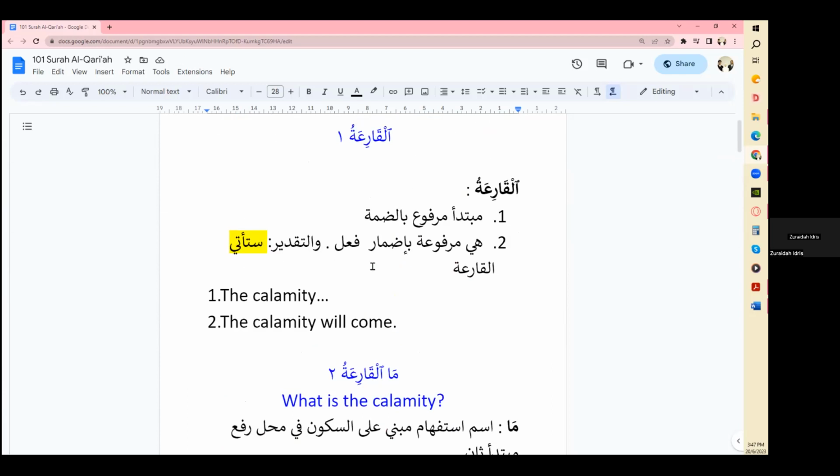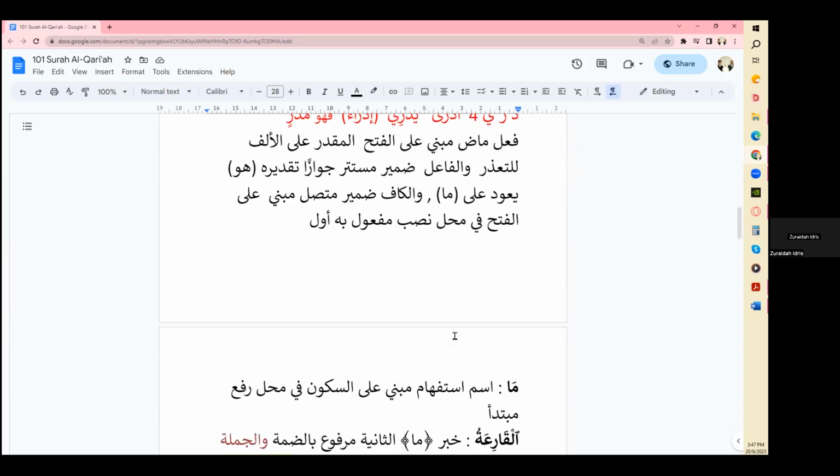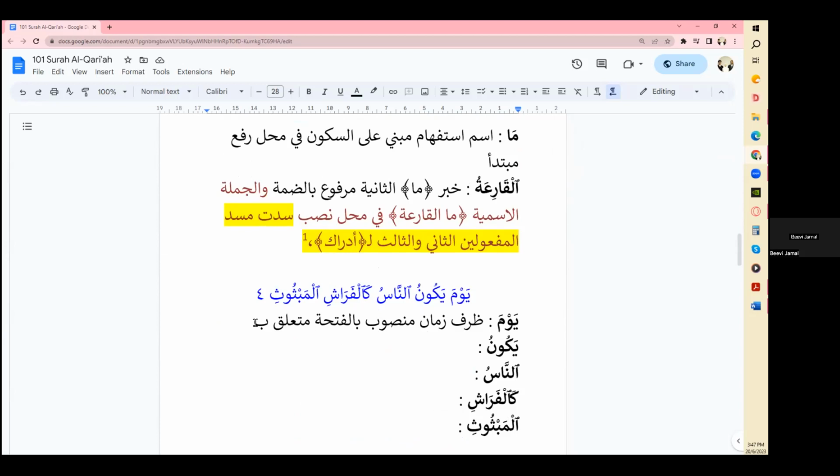So you can have a fi'il even for a marfu, but then it will be the fa'il. Yes, the calamity will come in this case. So the fi'il now will be similar to what I said before. So what was the fi'il that I said before? Atai. Coming. Good. Qadar. And then it's takdiruhu.